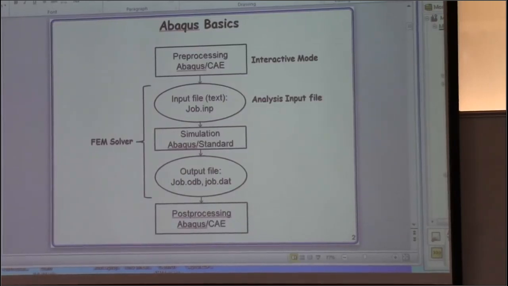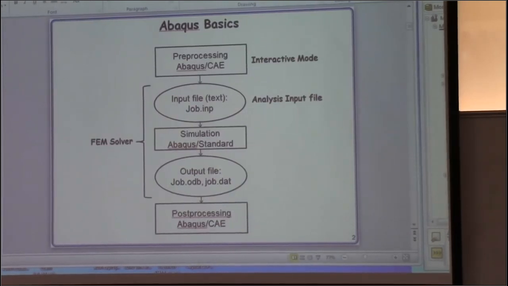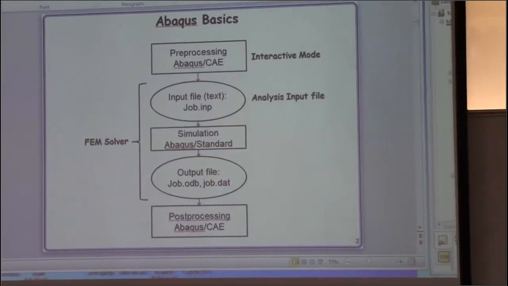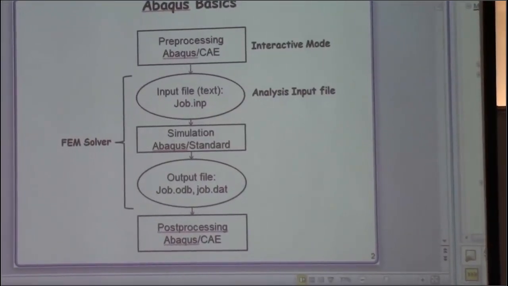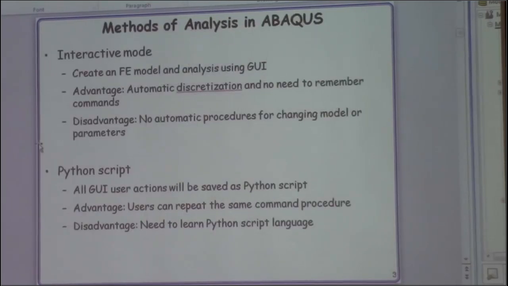Then the post processing is simply taking the information in the output database and interpreting it in the graphic interface, and then you can see the displacement and the contour plot of the stress or any result that you want to see. So this is the basic procedure in ABAQUS, and there are 3 methods of doing this ABAQUS analysis. The simplest one is the interactive mode. You define everything in the graphic interface, which I will do today, and then you check the result also in this graphic interface.